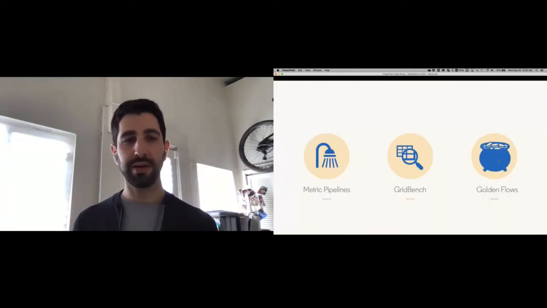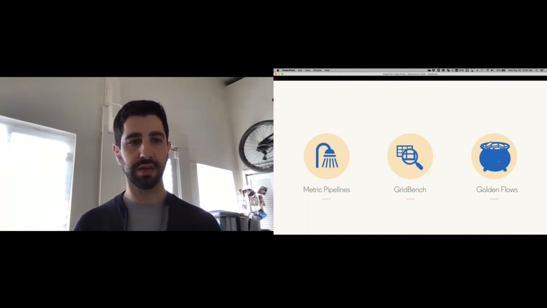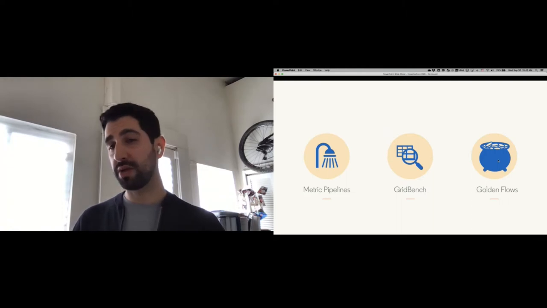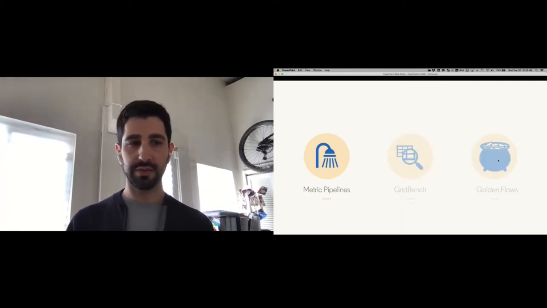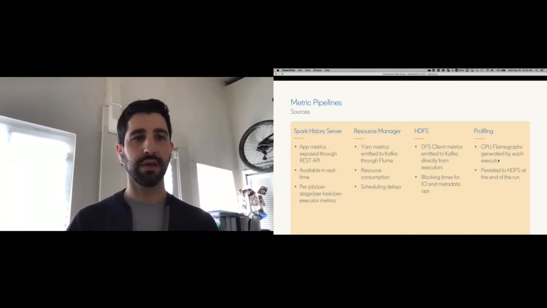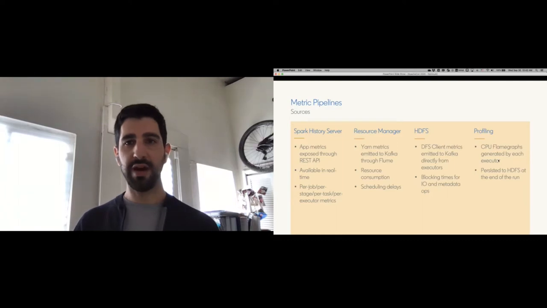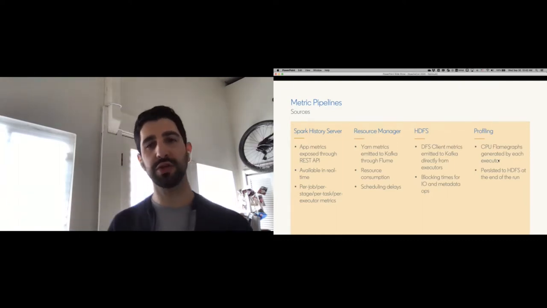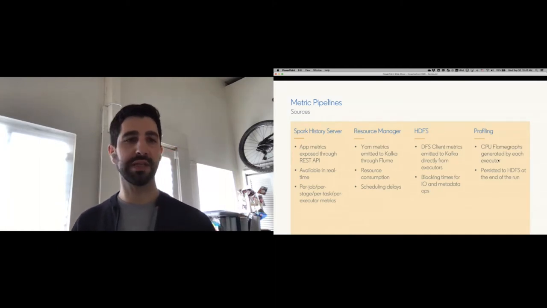So there are three pillars on how we address all those things. First of all, there's the metric pipelines. Then we'll talk about GridBench, like I mentioned, and the golden flows. Let's start with the metric pipelines. So where are all those metrics actually coming from right now? We have four main producers of metrics that we consume in order to provide performance analysis.